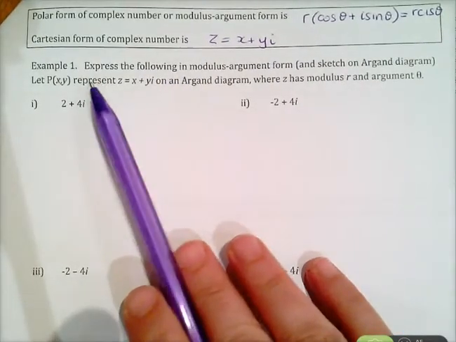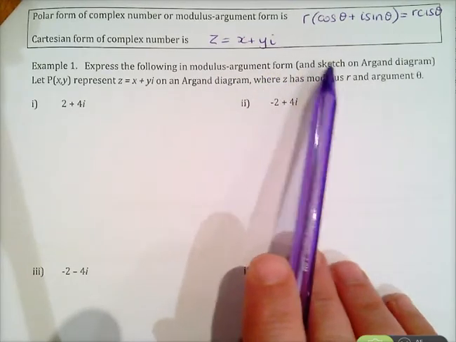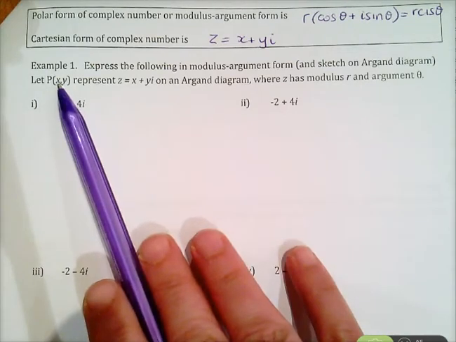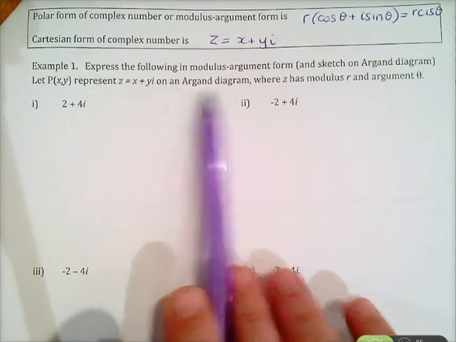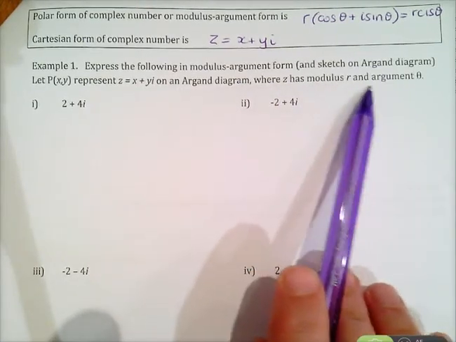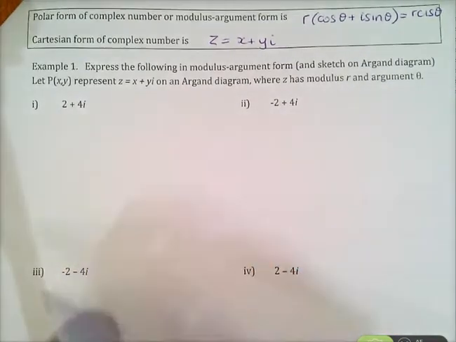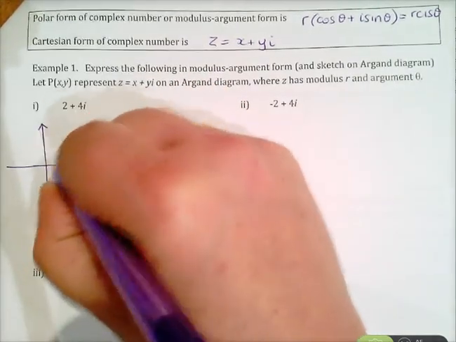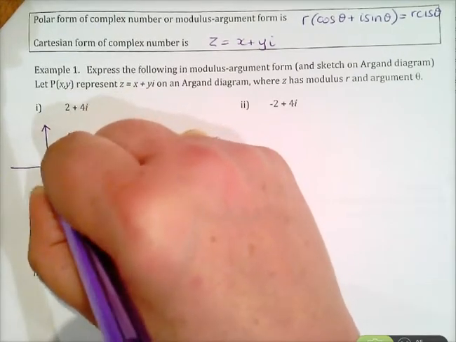Now, example: express the following in modulus argument form and sketch on an Argand diagram. Let P, which is (x, y), represent z, your complex number, which is x plus yi, on the Argand diagram, where z has modulus r and argument theta. So we're going to start with the first one, 2 plus 4i. I'm going to sketch it here. We know 2 plus 4i is here.